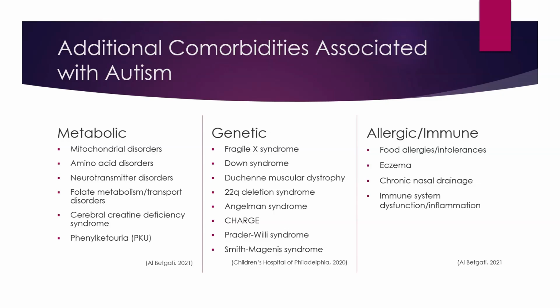Under genetics, we have Fragile X syndrome, Down syndrome, Duchenne muscular dystrophy, 22q deletion syndrome, Angelman syndrome, CHARGE, Prader-Willi syndrome, and Smith-Magenis syndrome.